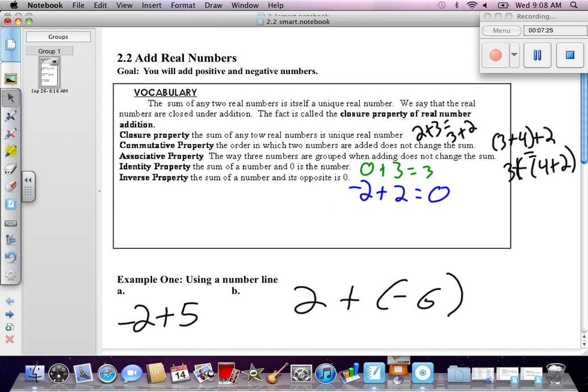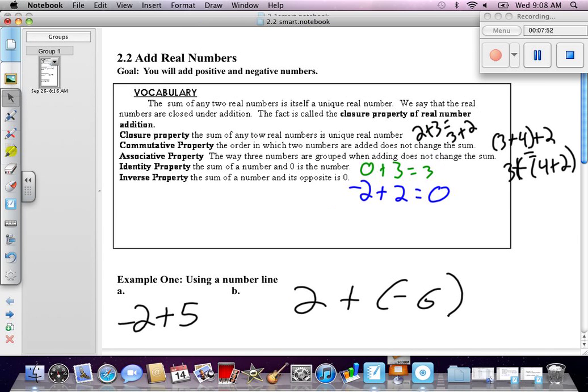Associative property. Here's an example of associative property. 3 plus 4 in parentheses plus 2 is the same as 3 plus 4 plus 2 in parentheses. Doesn't matter where the parentheses goes if it's all addition. Okay. We got the identity property. Anything added to 0 is itself. 0 plus 3 is 3.